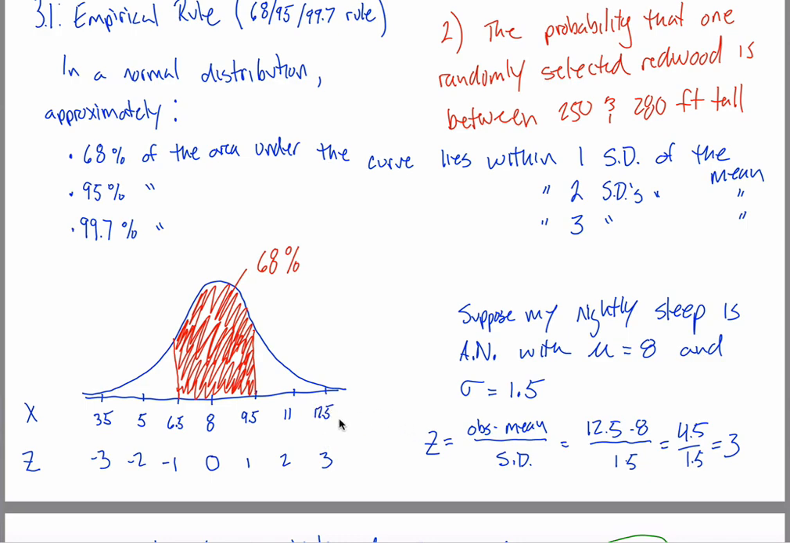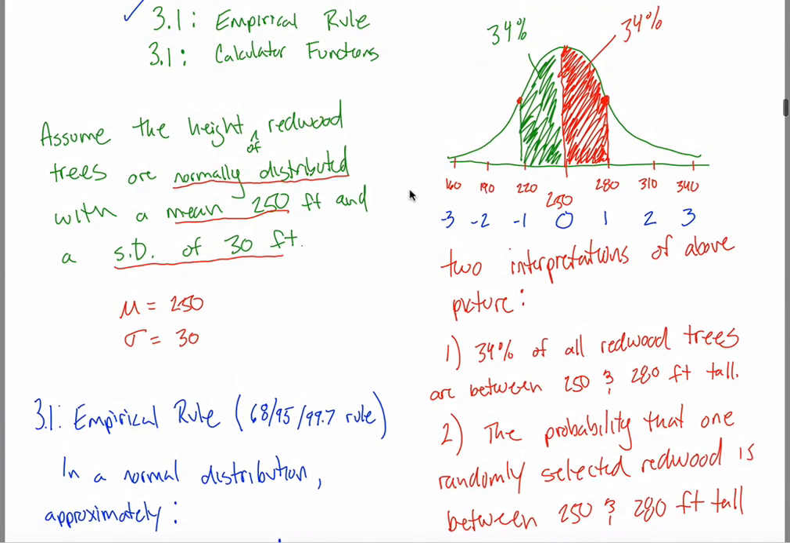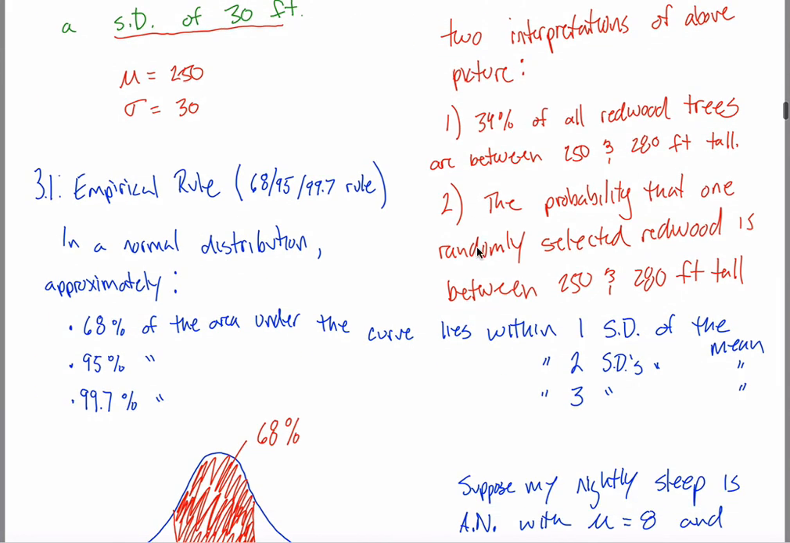So when you draw your pictures, make sure you include the hours of sleep or the height of the redwoods or whatever we're talking about in the problem. But beneath that, you can write the corresponding z-scores. That might seem like overkill for these problems, but I think you'll find if you do them that way, it's a little bit easier. It's less likely you'll make a mistake. It corresponds better with what you have written down here for the empirical rule.